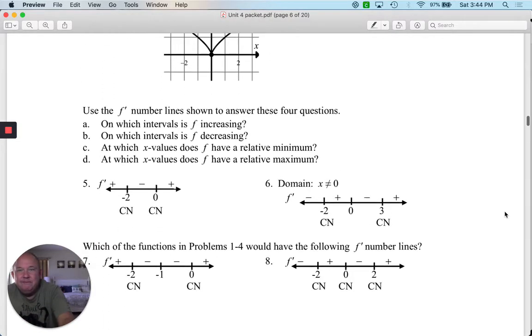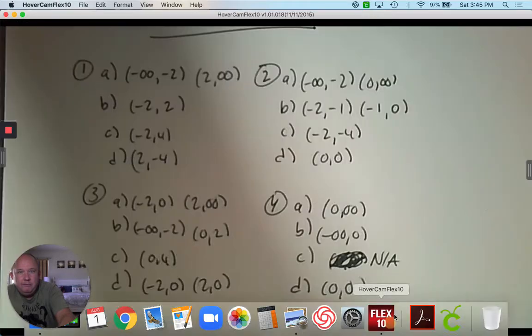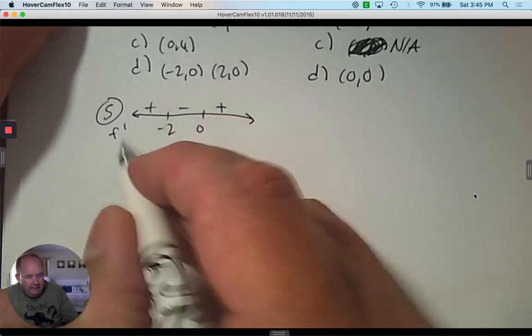All right, next. On the first derivative number line, for the next 4 questions, answer the following. Again, increasing, decreasing, minimum, maximum. For number 5, I'm actually going to draw the number line and label it, and then we'll go through it that way. For number 5, you're given the first derivative number line.